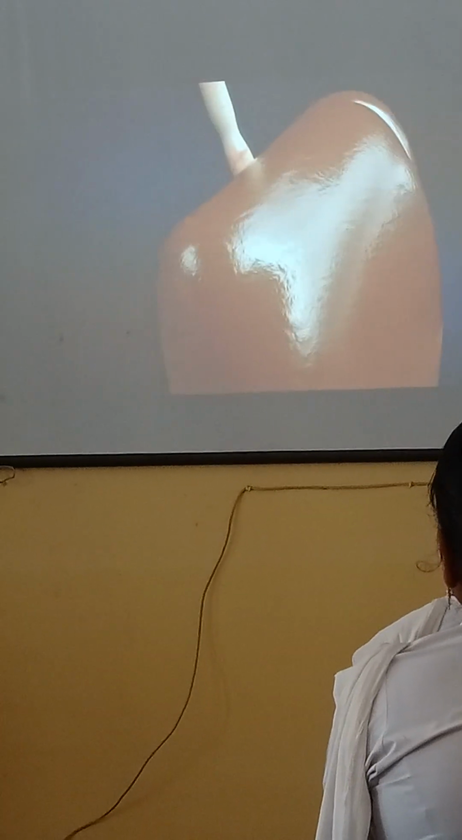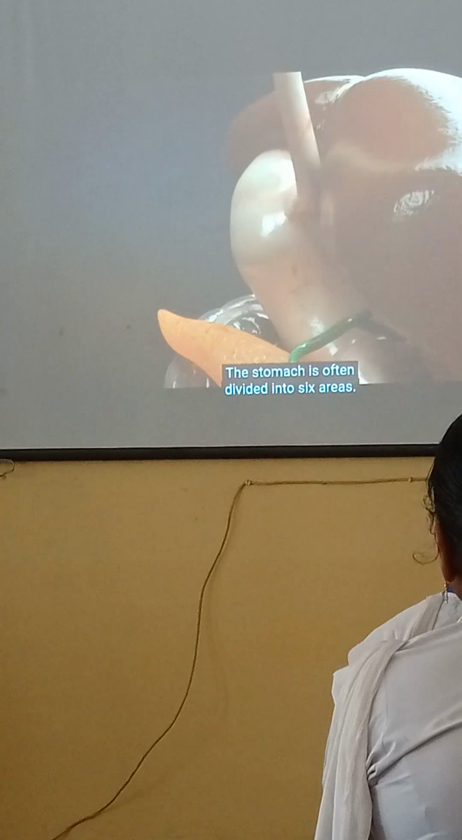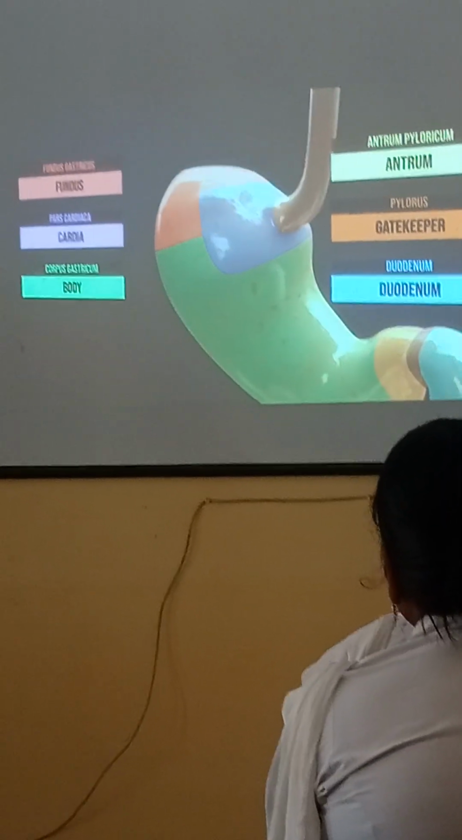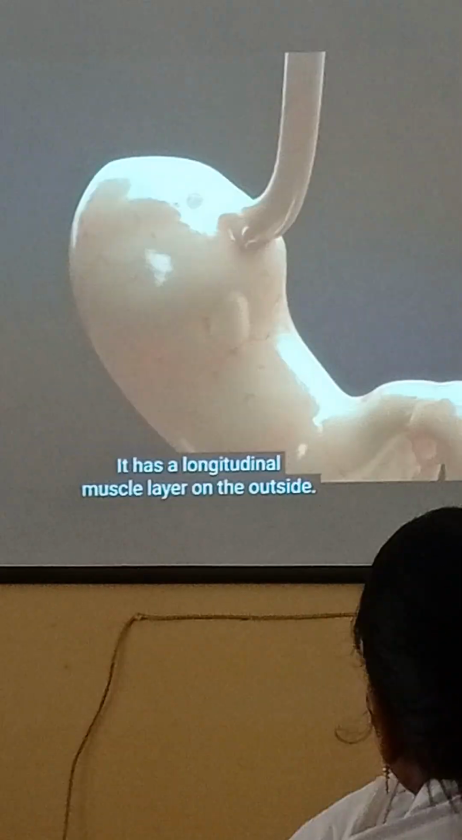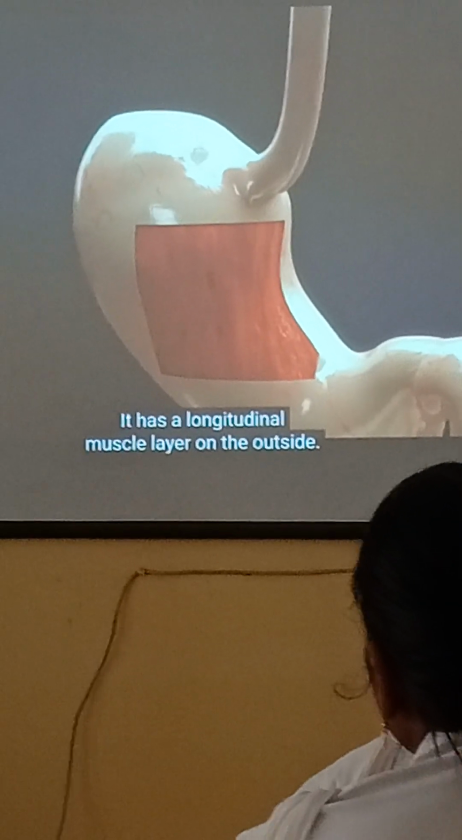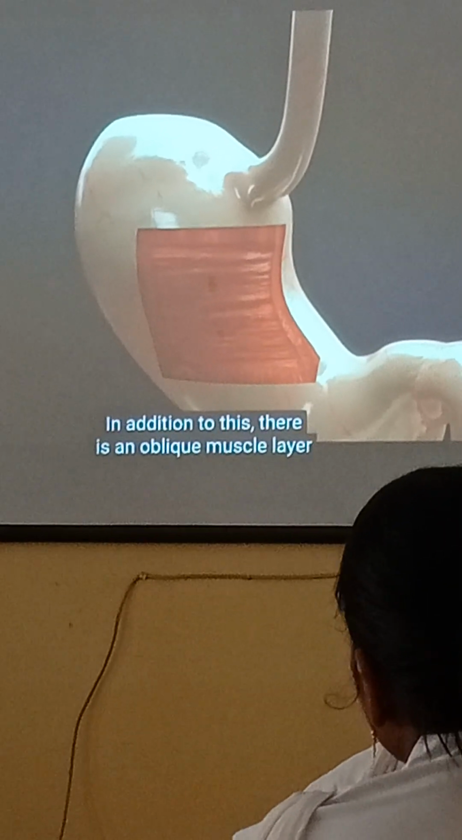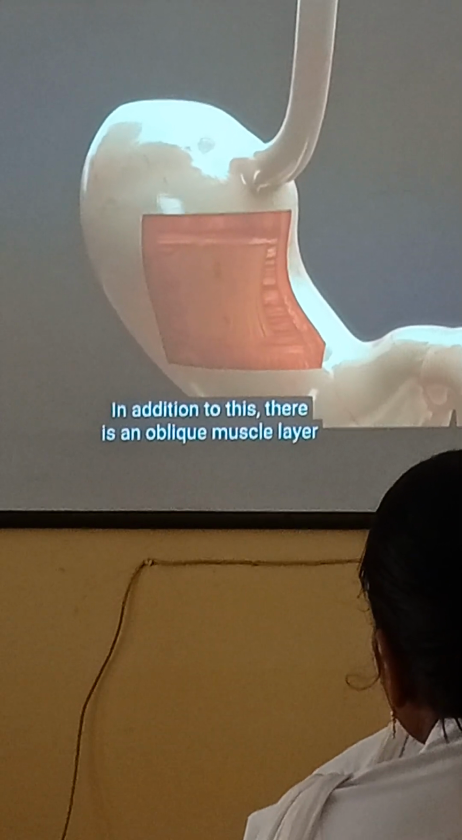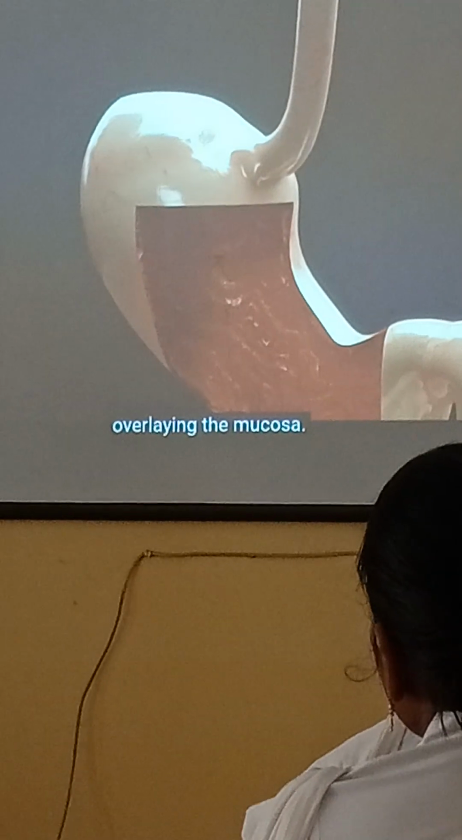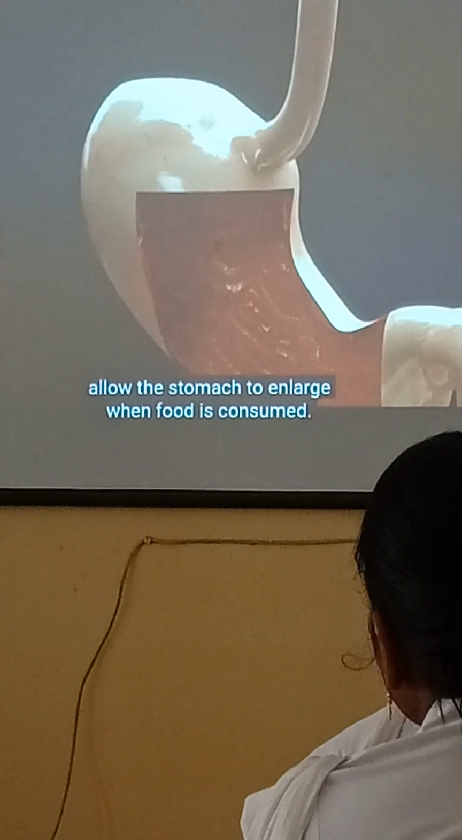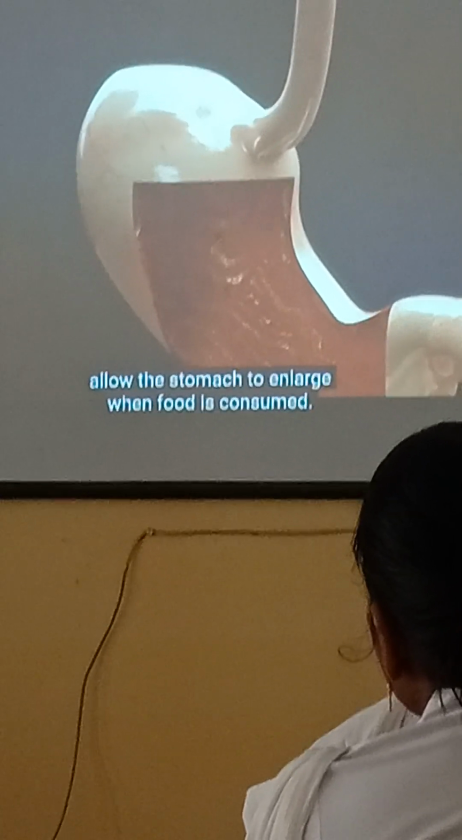Stomach. The stomach is often divided into 6 areas. The stomach is composed of a similar structure to the esophagus. It has a longitudinal muscle layer on the outside. Underneath, we can find circular muscle fibers. In addition to this, there is an oblique muscle layer overlaying the mucosa. On the inside, there are rugae that allow the stomach to enlarge when food is consumed.